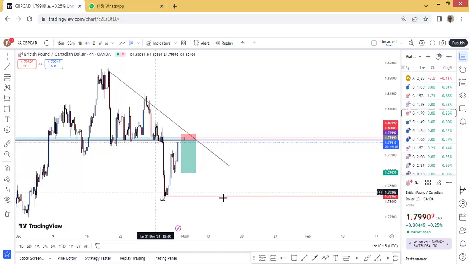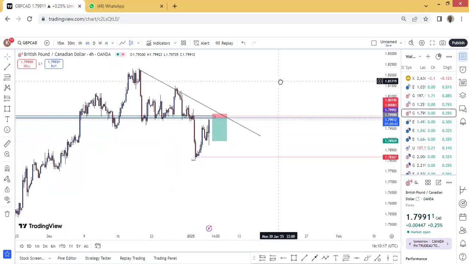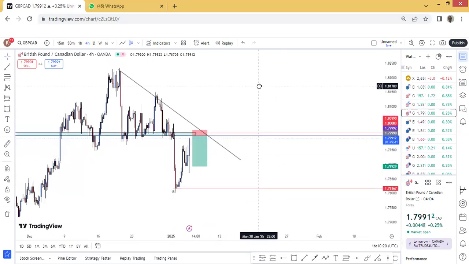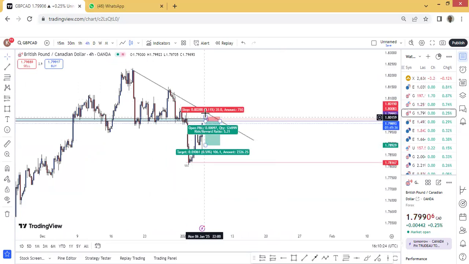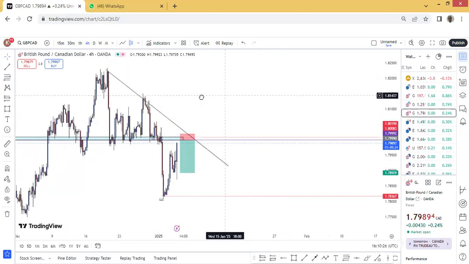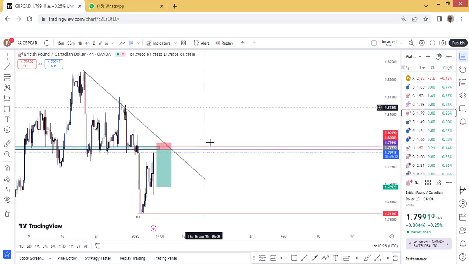You get it? They say that the third touch of the trend line always does the magic, right? So this is the first touch, this is the second touch, and we are heading towards the third touch. You get it. Wow, this is an eye opener with a trend line.